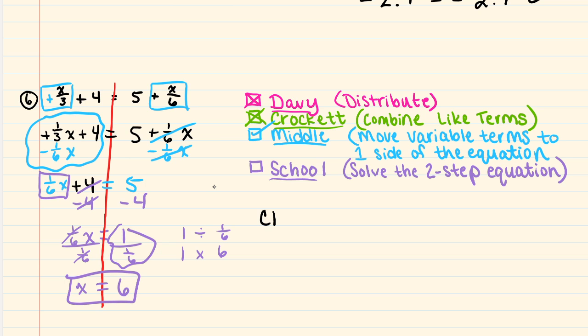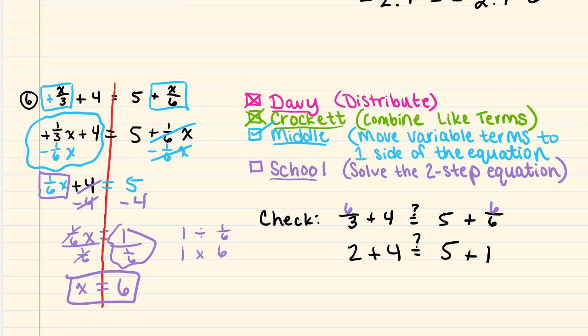Let's just check it really quick. Okay, so I'm going to copy the original equation, but instead of x, I'm going to put 6. So does the left side equal the right side? Our solution is 6. Okay, on the left-hand side, 6 divided by 3 is 2. And on the right-hand side, 6 divided by 6 is 1. 2 plus 4 is 6. Does 6 equal 5 plus 1, which is 6? Yes, it does. So it checks out.